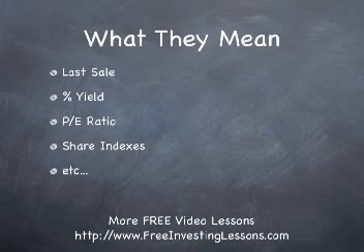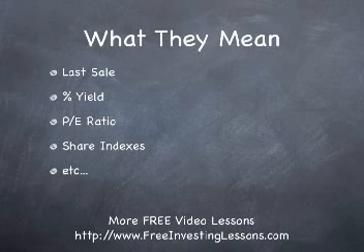Many of us have felt the stock market tables in the business section of the newspaper seem to be written in a foreign language, or at the very least, a code, with rows and rows of numbers headed by titles such as last sale, percent yield, PE ratio, share indexes, and so on. The good news is that you really don't need a degree to understand these terms. Just a little patience and a little help translating, which we'll do right now.